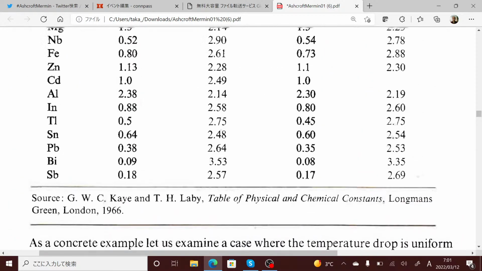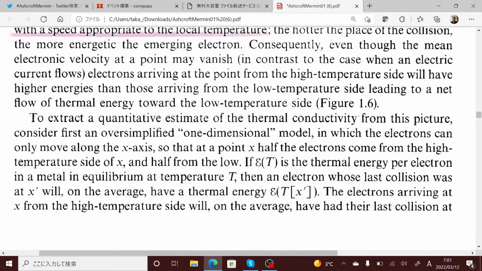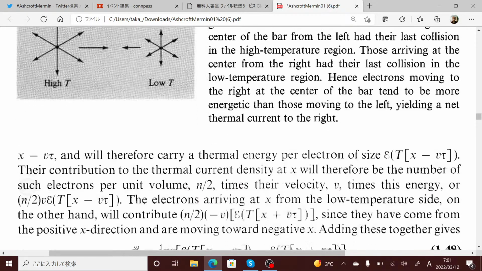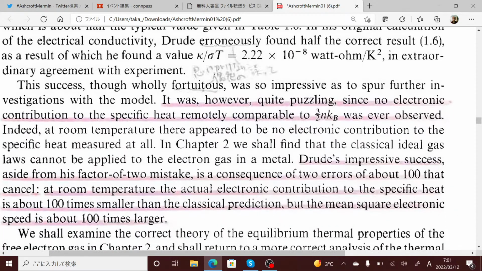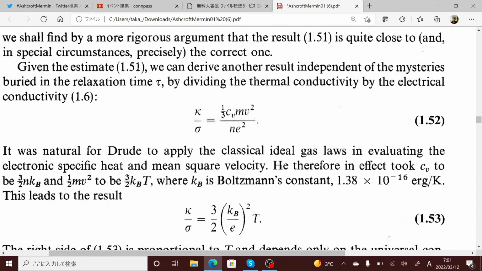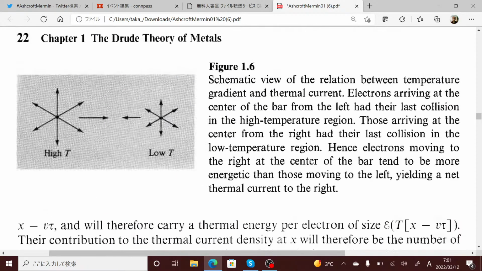Figure 1.6. Schematic view of the relation between temperature gradient and thermal current.